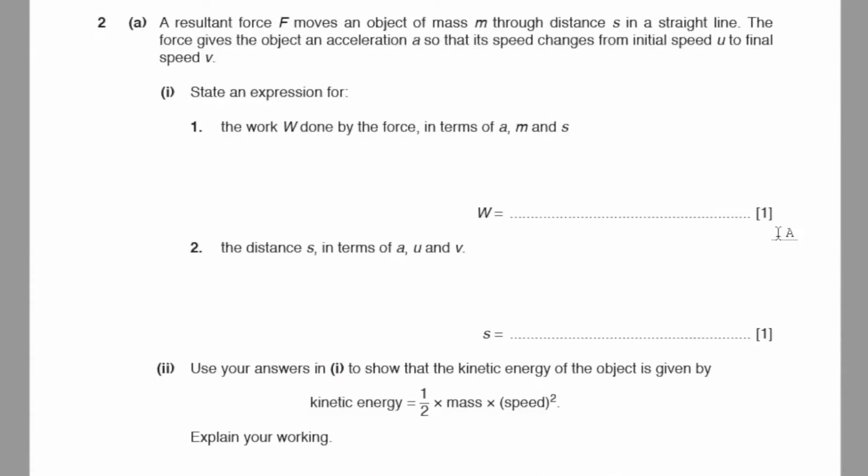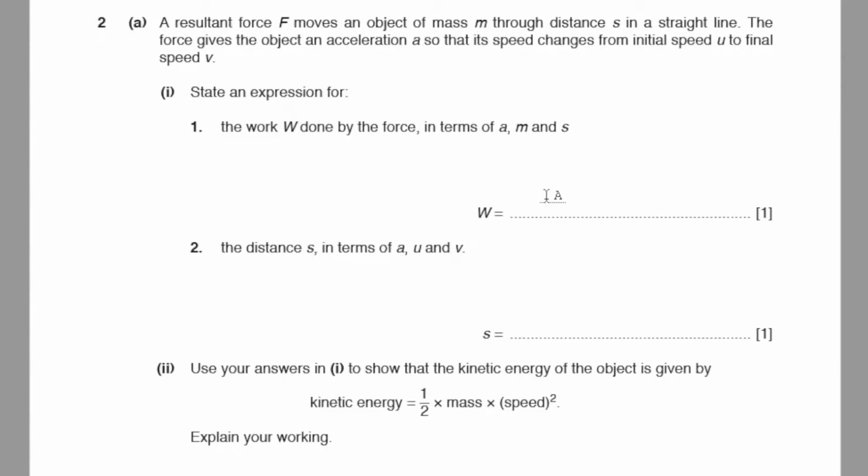Question number 2, Part A. A resultant force F moves an object of mass m through distance s in a straight line. The force gives the object an acceleration a so that its speed changes from initial speed u to final speed v. Part 1. State an expression for the work done w by the force in terms of a, m, and s.